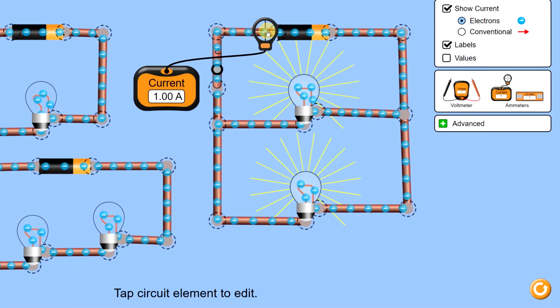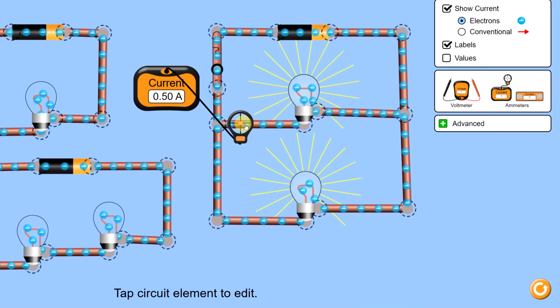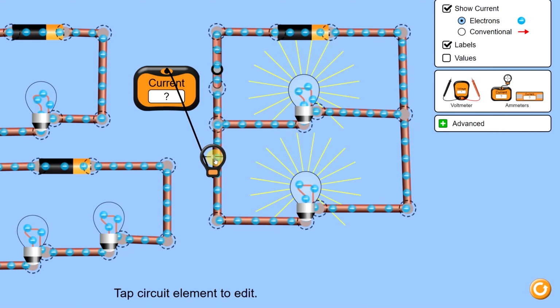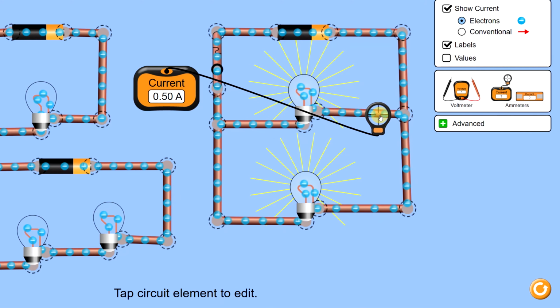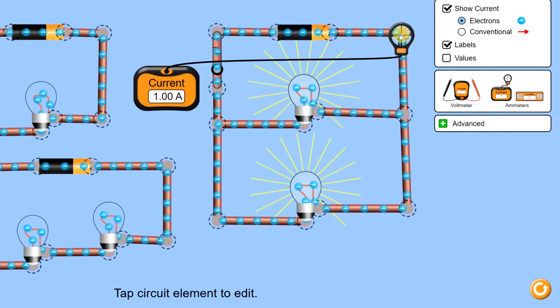Now that I know everything is equal, let's see how the current splits up with equal branches. All right, the battery is pumping out 1 amp of current, and in this branch I get 0.5 amps of current, so half of it went that way. And in this branch I also get 0.5 amps, so half of the current went this way. So each branch now has 0.5 and 0.5. Let's watch those 0.5 amps join together here and become 1 amp of current.